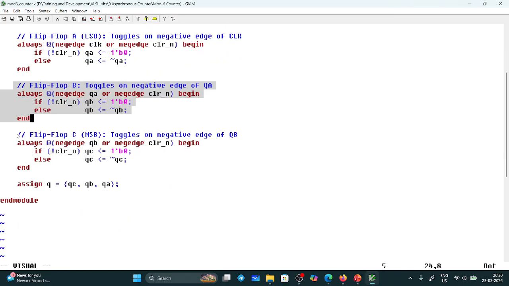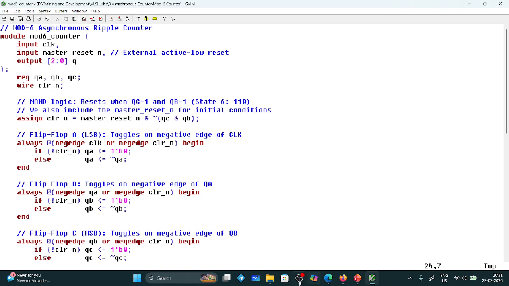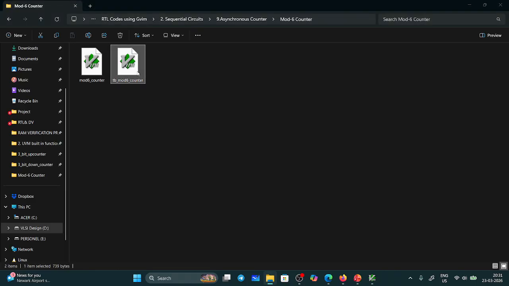And flip flop C toggles for negative edge of QB. Always at negedge of QB or negedge of clear_n, begin if not of clear_n, QC will be initialized to 0, else QC equal to not of QC. At last, I am using a continuous assignment statement: assign Q equal to, by using the concatenation operator, QC, QB and QA. Okay. This is my code and this is my test bench.